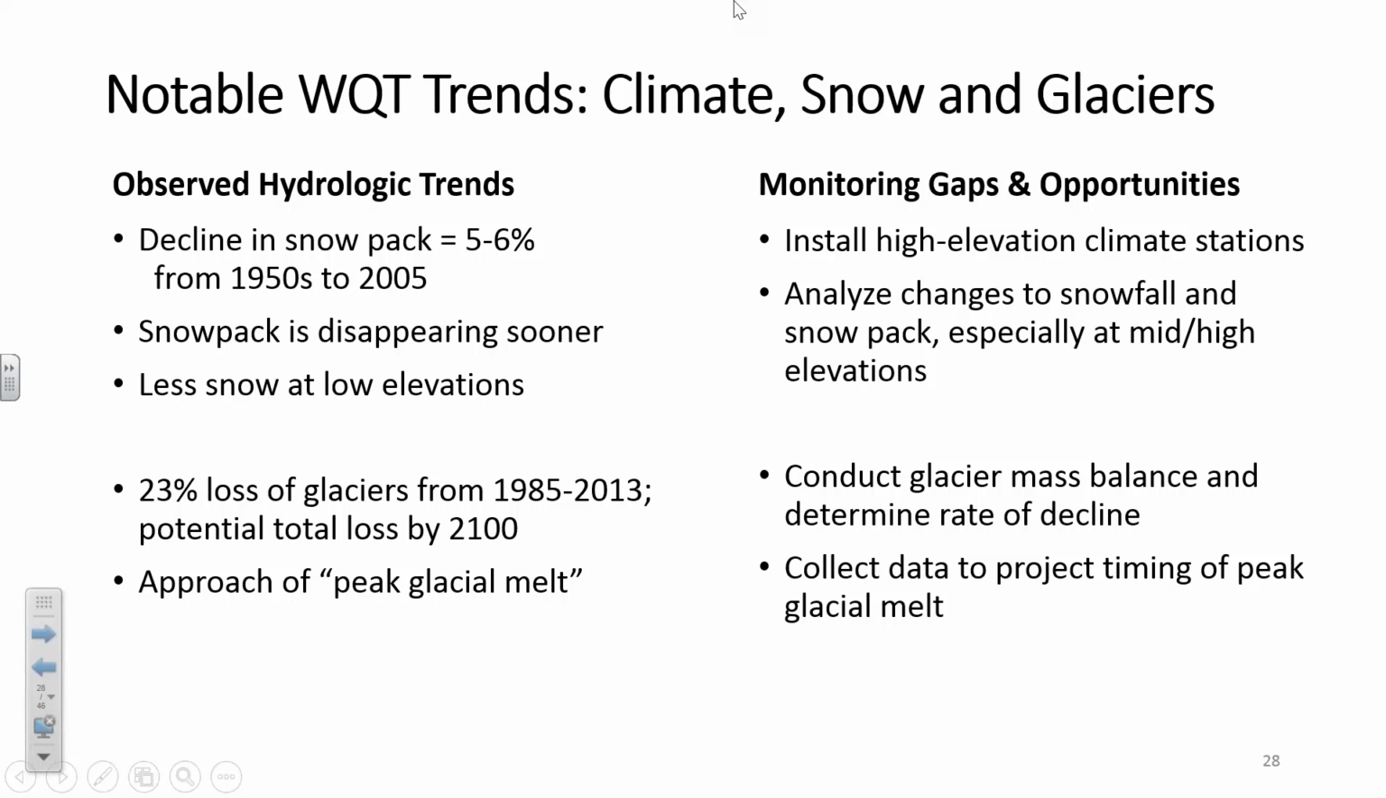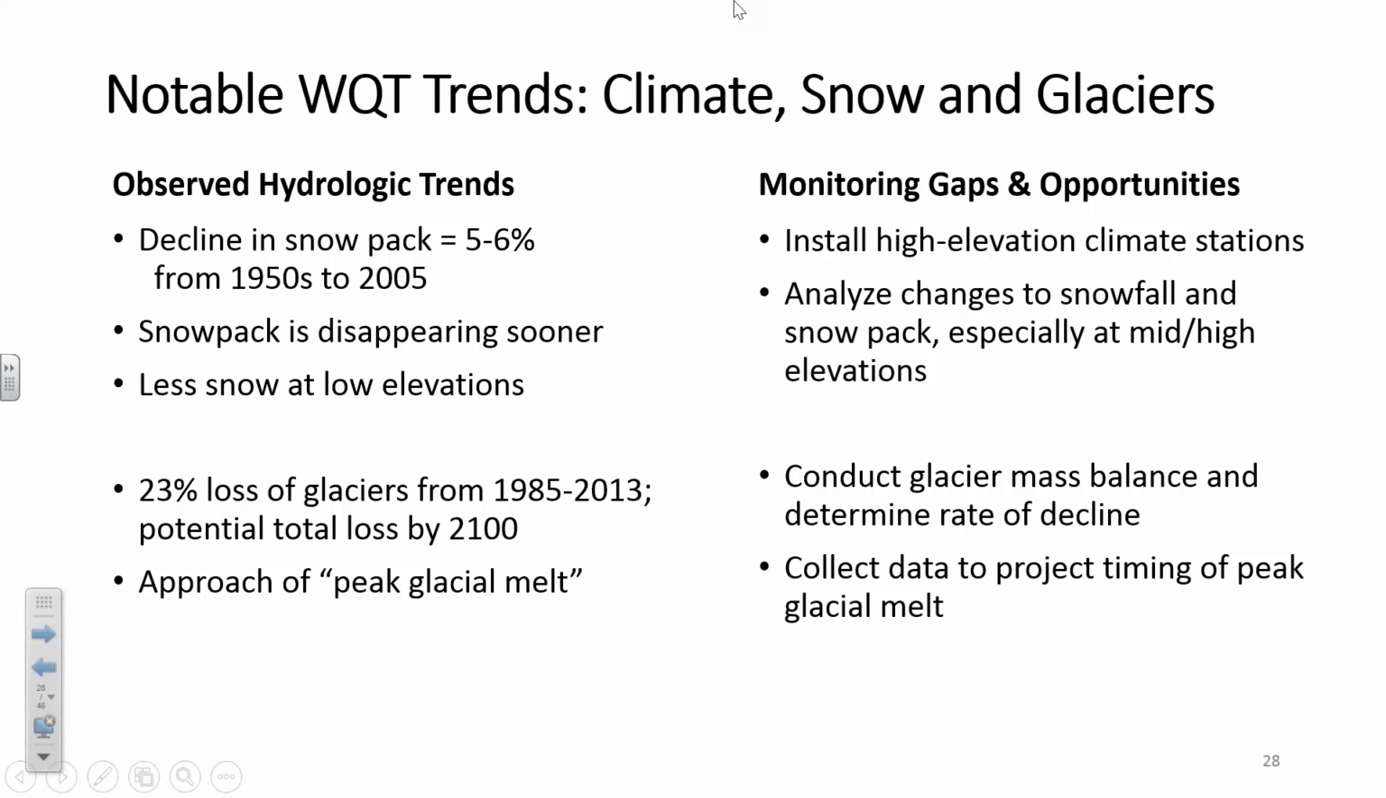But there's also some science that's suggesting that we're approaching peak glacial melt. So just a moment on that. Peak glacial melt is as the temperatures warm and glaciers start to melt, there's actually more runoff for a while because they're melting.